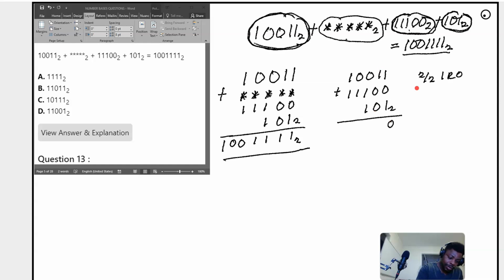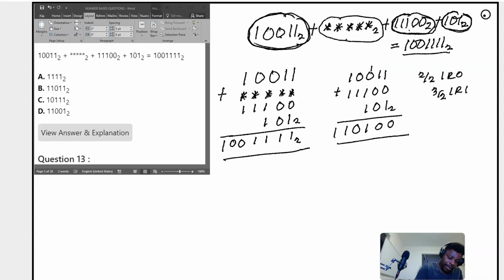This is still 2. 1 remainder 0. 0, put 1 here. So that is 3 divided by 2. 1 remainder 1. Put 1 here. This is 2. 1 remainder 0. Put 1 here. This is 3. 1 remainder 1. So we have 11 for that one.